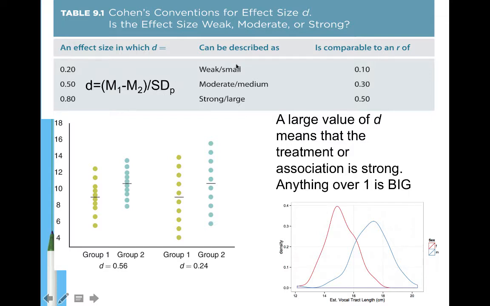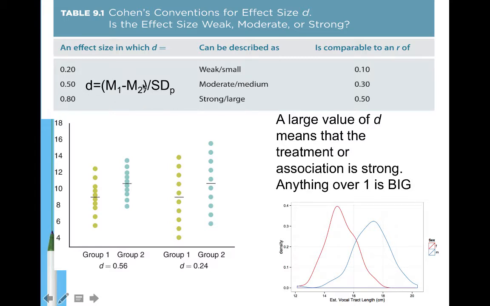Okay. And the numbers are not given here. These are the correlation coefficients. If you take D values, they're about twice as big as these, roughly. So here we got 20 versus 10, 50 versus 30, and 80 versus 50. So these are the values of D, these are the values of R that Cohen says are small, medium, and large.